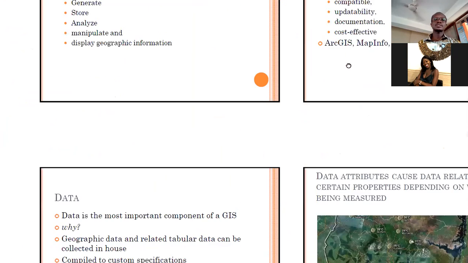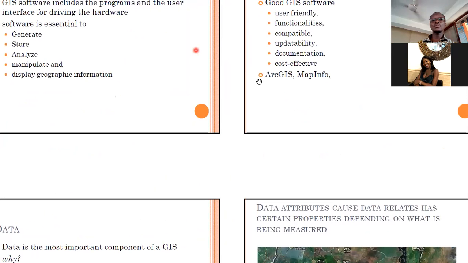Okay. All right. Now GIS software, there are so many of them. GIS is so popular. They have Mapinfo. Okay. We have QGIS. We'll be using QGIS in this class. Okay, we'll be using this one.